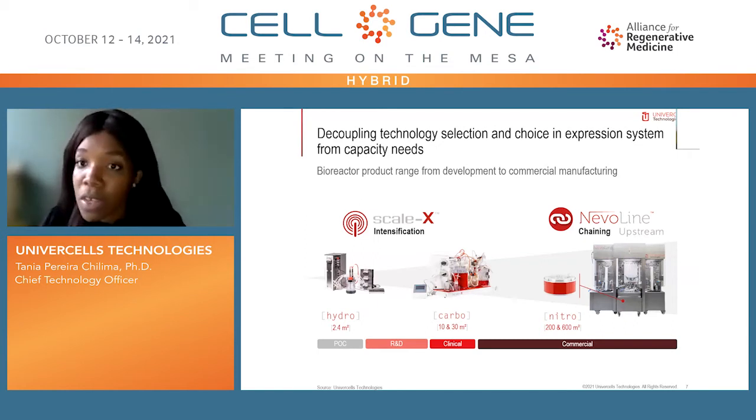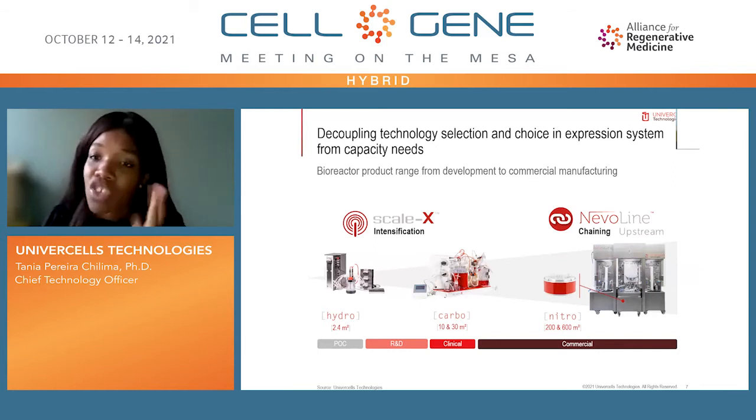The nitro bioreactor is incorporated into the Nivelles line, which is where really the chaining principle kicks in, where you have not only the bioreactor, but additional unit operations such as clarification, concentration, diafiltration, etc. And this is all managed by a single automation system with a single HMI.